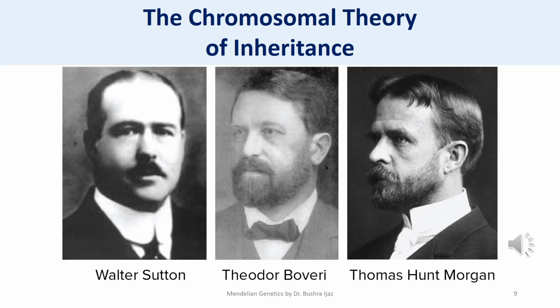Now, keeping the law of independent assortment and the law of segregation, which were proposed by Mendel, we are going to look at the chromosomal theory of inheritance, which was put forth by these three famous people. Actually, it was put forth by Walter Sutton and Theodore Boveri, but Morgan provided the experimental evidence for proving it, although he was one of the main critics of this chromosomal theory of inheritance. He didn't believe in it, but later he did some experiments and proved himself wrong, and the chromosomal theory of inheritance is true for everything that we know about genetics.